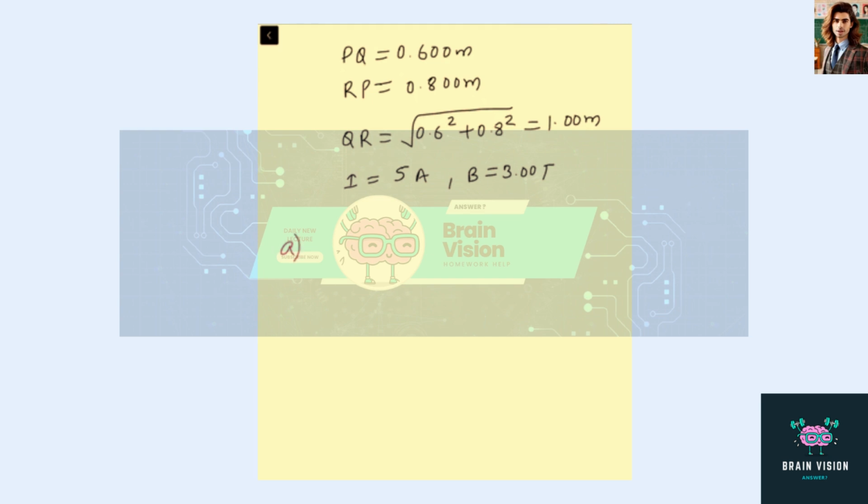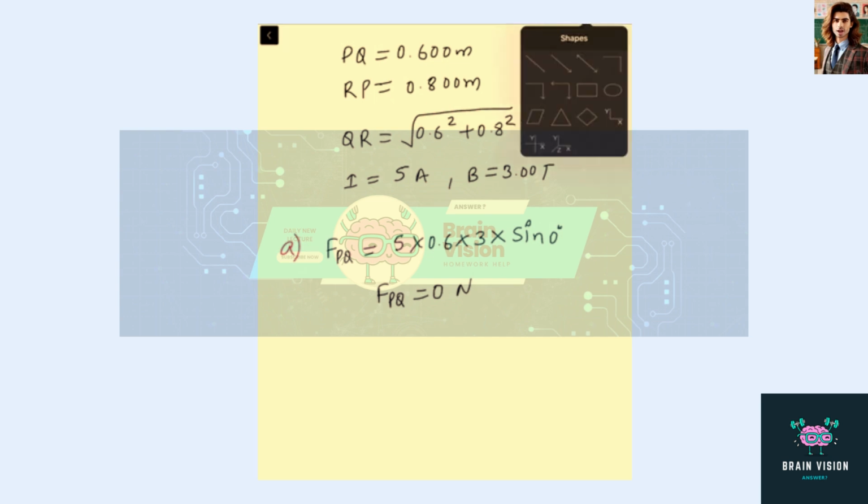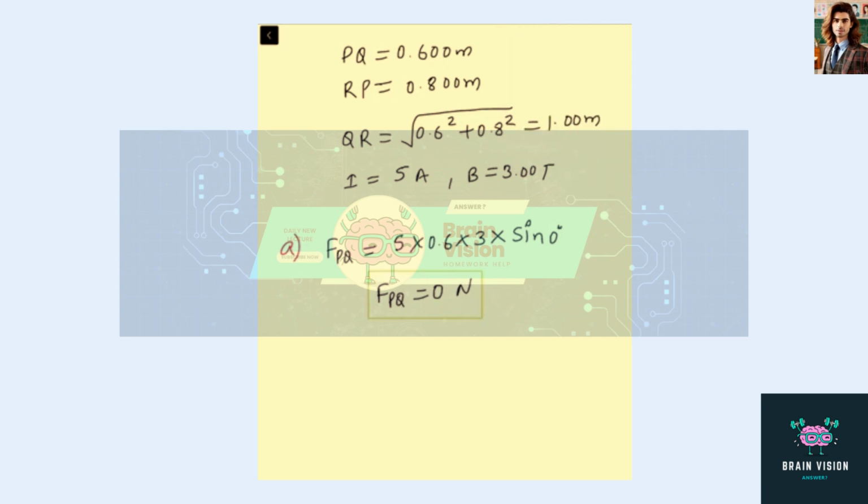Okay, so for part A, the force on the wire PQ can be written as F_PQ equals I L B sin theta, and the angle between PQ and the magnetic field is 0 degrees, so we can write 5 multiplied by 0.6 multiplied by 3 multiplied by sin 0 degrees. Sin 0 degrees is equal to 0, so the force on wire PQ will be equal to 0 Newton. This is the force on the wire PQ.